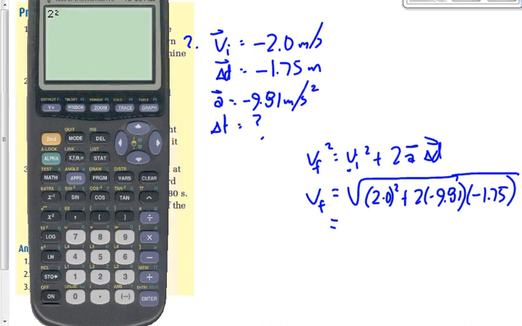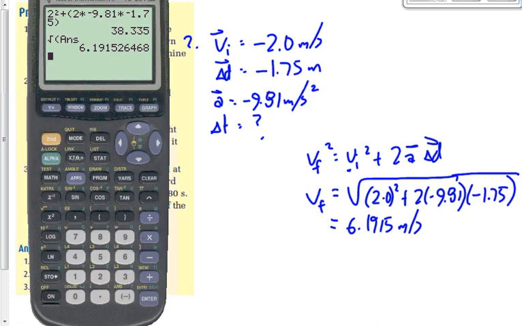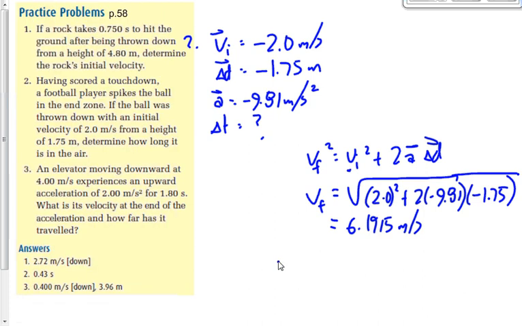2 squared plus 2 times negative 9.81 times negative 1.75. Let's square root that. We end up getting a Vf of 6.1915 meters per second. Clearly, we're not done here. That's not what we were looking for. We're looking for t. Does anybody have a thought now that we have Vf, though? Does this make the question easier? How about this?